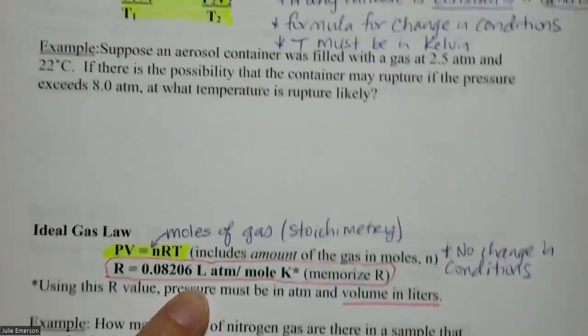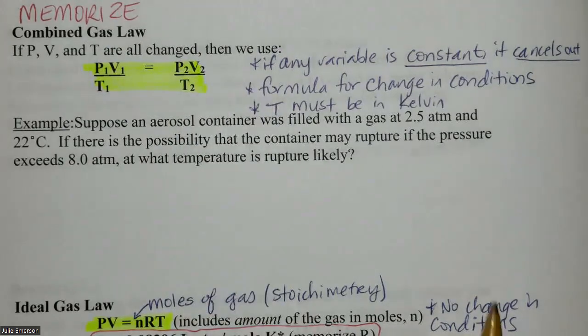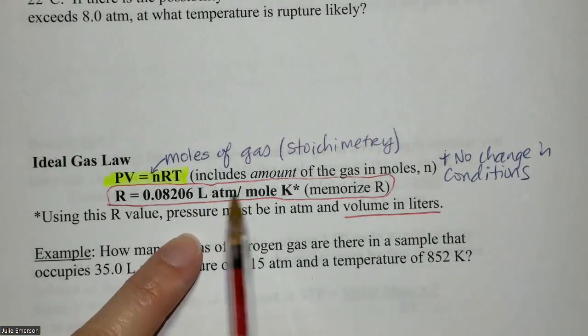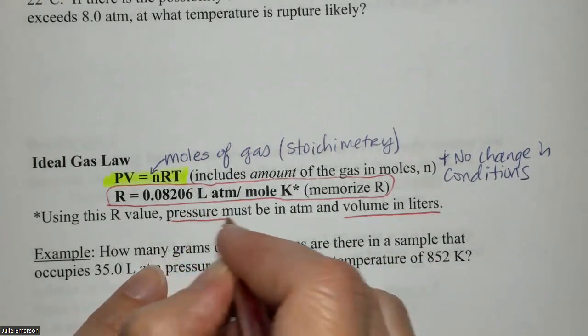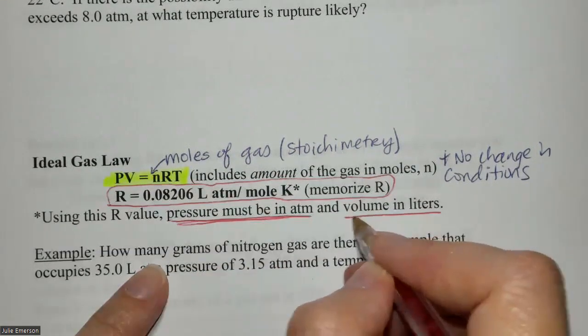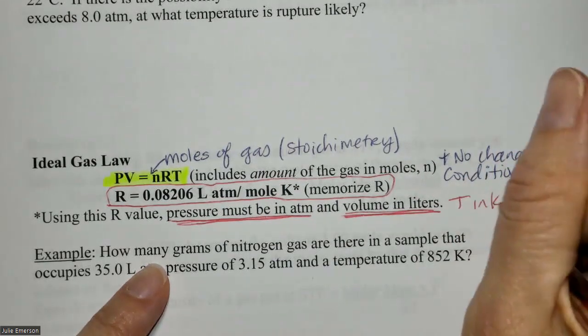If you use the 0.08206, what that means is your volume would have to be in liters, right? Back up here, P1V1 equals P2V2, we could have both been in milliliters. That didn't matter. But now it matters. Volume has to be in liters. Pressure has to be in atm. Can't be in torr or millimeters of mercury. And then, of course, what is the same? Temperature has to be in Kelvin.